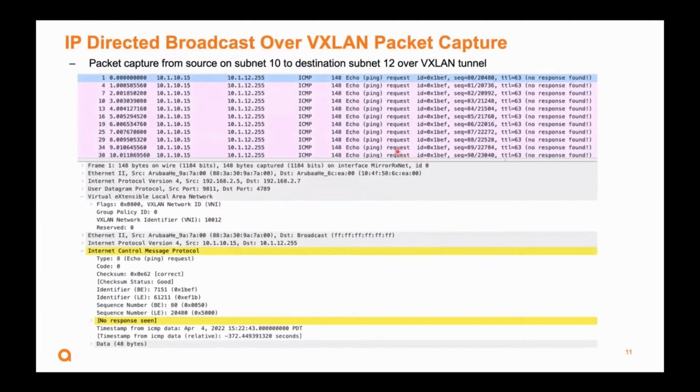This is what a packet capture looks like for IP-directed broadcast over VXLAN. You can see the source on the 10 subnet, destination is 12 broadcast address 255, and it's over VXLAN. It's being forwarded over VXLAN. You can see the packet capture.